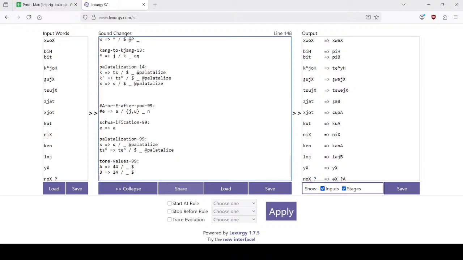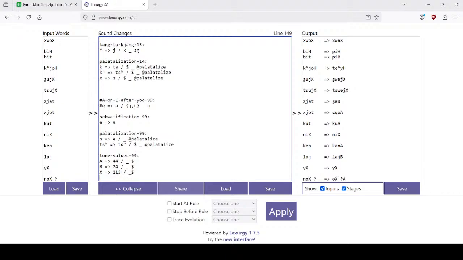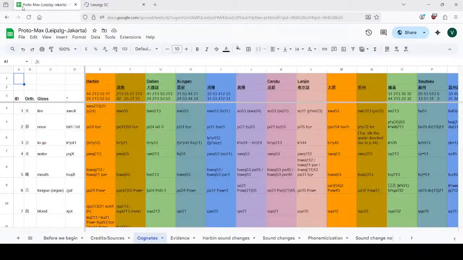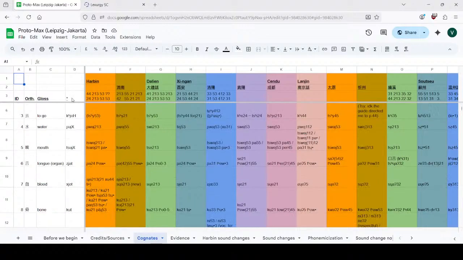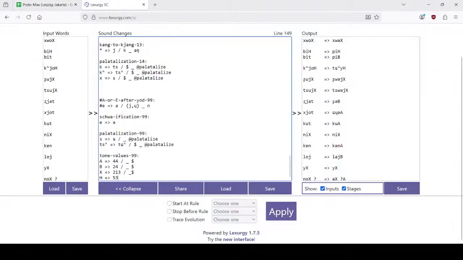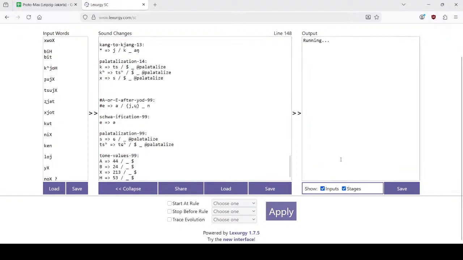Not C. What's the rising thing? X to 213 at the end. And finally, H goes to 5-1, 4-1, 5-3, 5-3, I think. Yeah, 5-3 at the very end here. So once we apply all these, we have these right.